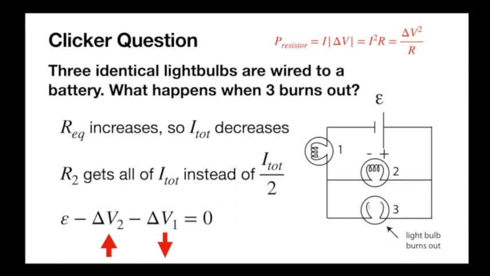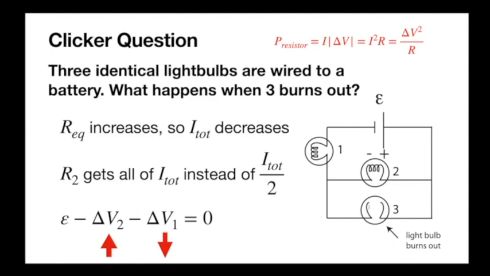And so if the equivalent resistance goes up, the total current in the circuit is going to decrease, right? Because we still have the same voltage drop going through the circuit, and so the total current is going to decrease with this increased resistance.